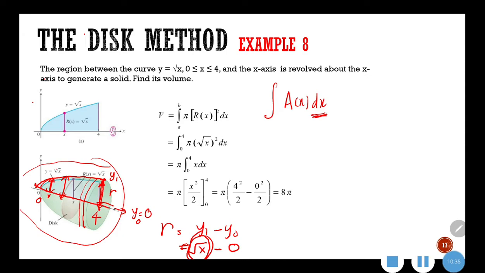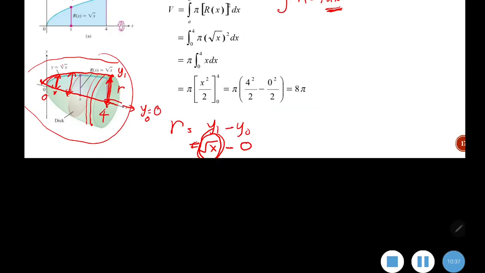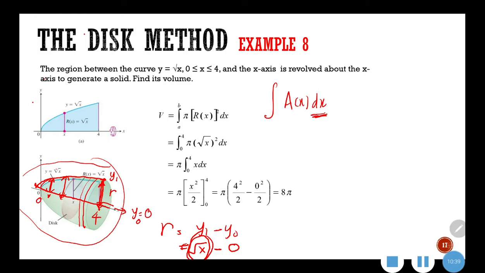Okay, so the formula will become pi square root of X, everything squared, dx. The width or the height of this here is dx lah. Setiap slice tu dia punya ketebalan adalah dx. Okay, so the integration left with pi, integration from 0 to 4 of x dx. So you solve lah integration ni, simple sangat. Then you will get the answer equals 8 pi.